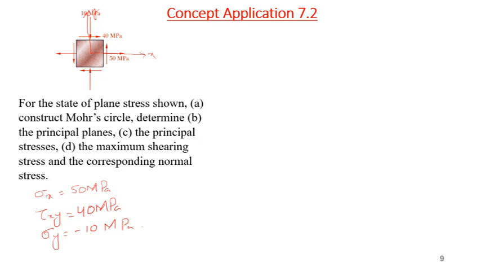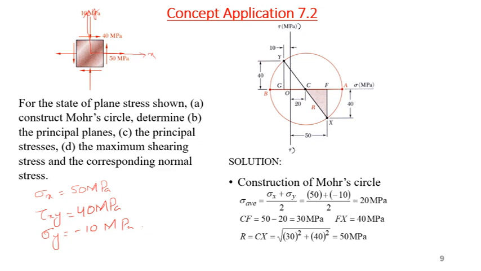Okay. So first what we will do, we will find the average stress and the radius, and we draw the Mohr circle. So the average stress is simply sigma x plus sigma y divided by 2, 50 plus the negative sign you have to take for the compressive, divided by 2, it will be 20 megapascal. Means if I construct it, at 20 unit my center of the circle will be there. And for the radius, it will be what?